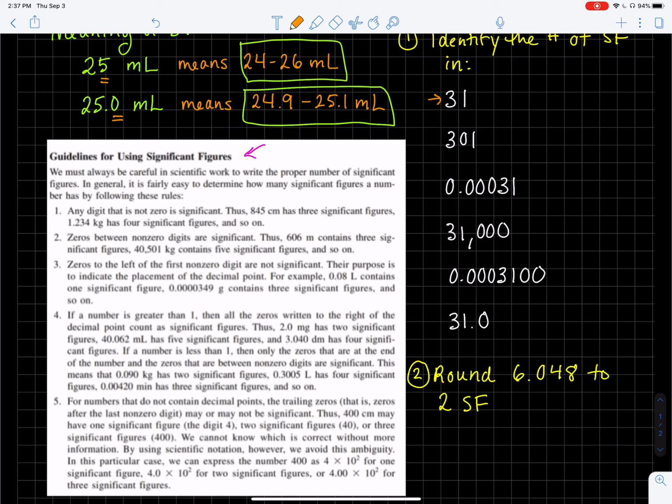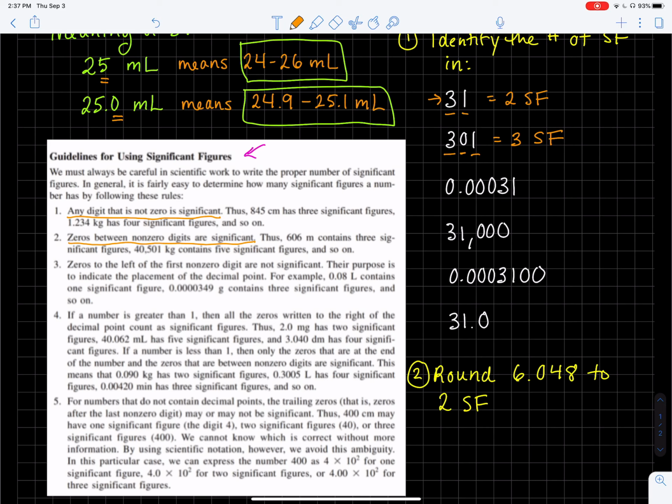and then I look at the first rule, it says any digit that is not 0 is significant. So both these numbers are significant, they're not 0, and so I'm done. This has 2 sig figs. All right, I go to the next one. I already know that these are both going to be significant because they're non-zero. And if I look at rule 2, it says zeros between non-zero digits are significant. This 0 is between two non-zero digits, so it is also significant. So this one has 3 sig figs.